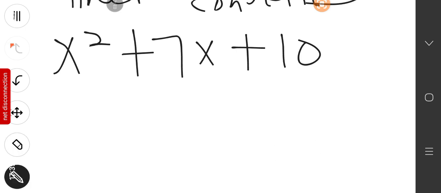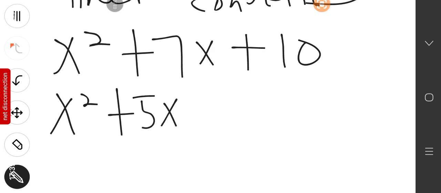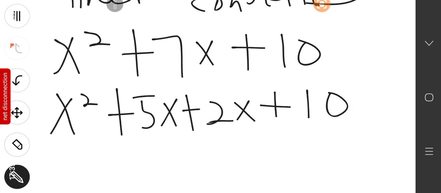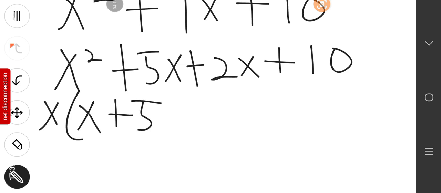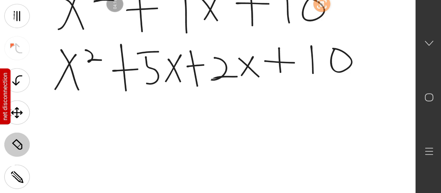So our equation becomes x squared plus 5x plus 2x plus 10. Now we have 4 terms. Now let's factorize, so we bring the common ones out. Here we bring x out, and we are left with x plus 5.